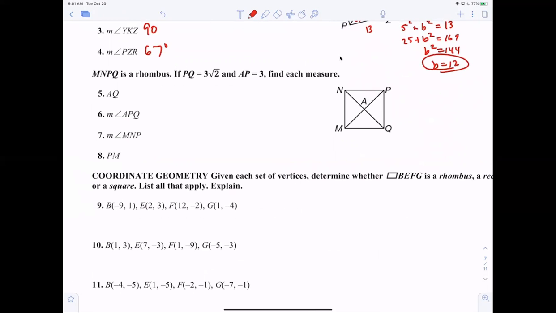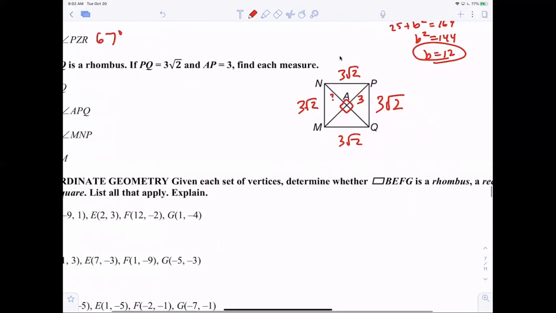All right. So if it's a rhombus, PQ is 3 radical 2, which means all of them are 3 radical 2. And AP is 3. All right. So now what I want to do is, because it's a rhombus, do we all agree this is a right angle, right? Okay, so now I want to find out what this side is.